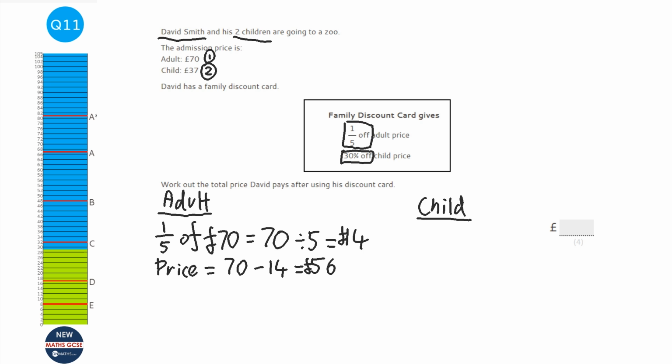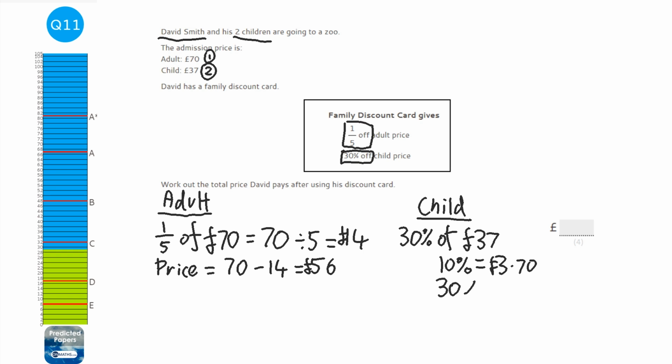Okay, so it's 30% off the child price. So we want to do 30% of £37. Okay, let's do the equals down here to give us some room. Well, I know that 10% is going to be £3.70, and then I need to times that by 3. Okay, so I could just times it by 3. Let's have a think. I could do 370. I could do it in pence, and then just times that by 3. So 370, and then I can just do times 3.